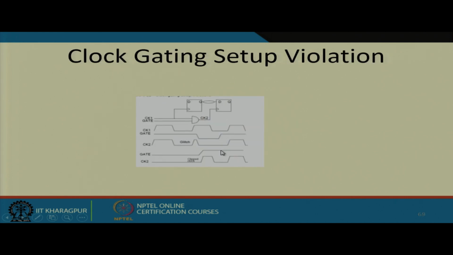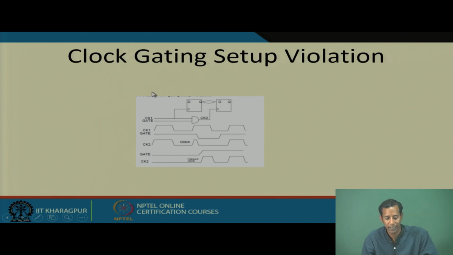Actually I was saying that in clock gating, sometimes you will get a glitch. Say this is clock 1, and the second flip flop is getting the clock gated one, which is the clock 2 signal. Now the gate signal, if it is something like this, then clock 2 will be 1 here, as this is 1 and this is 1. But because of the delay in clock 1 and the gate, you will get some glitch over here.